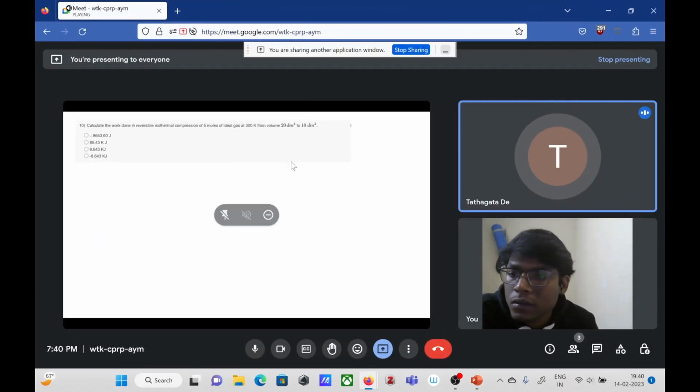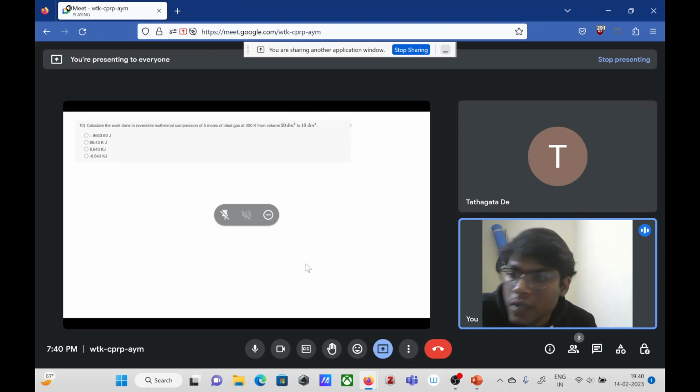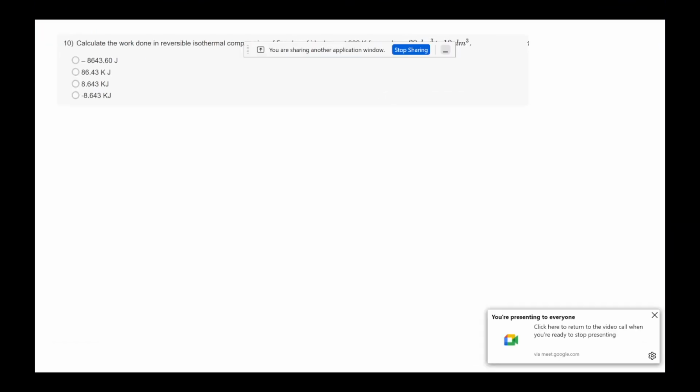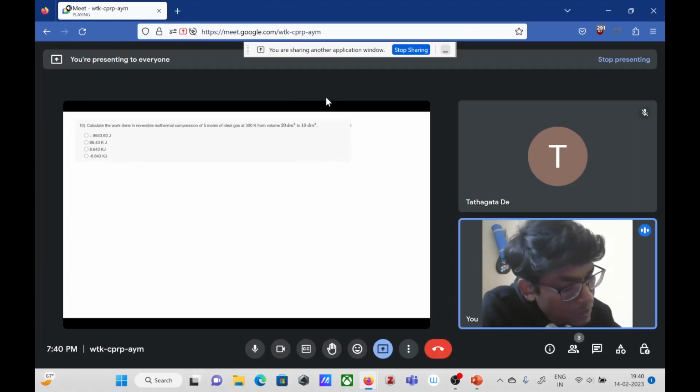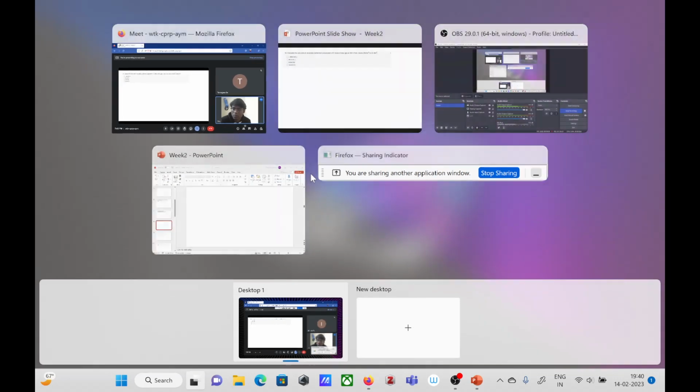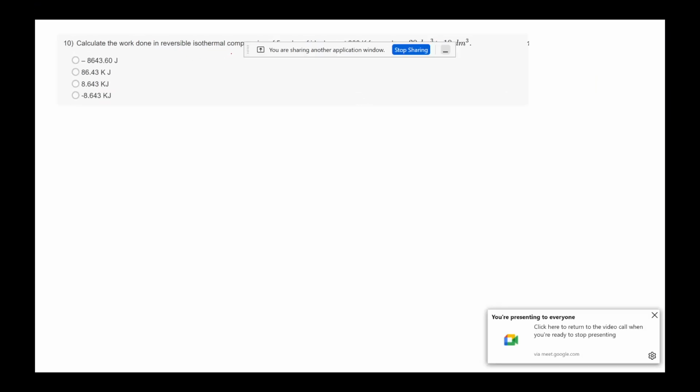Third option, 8.643 kilojoule. Okay, let's check. So this option says the moles are 5, temperature 300 K, and volume from 20 to 10. Let's just quickly write it. n is 5, T is 300 K, and V is 20 to 10 decimeter cube.